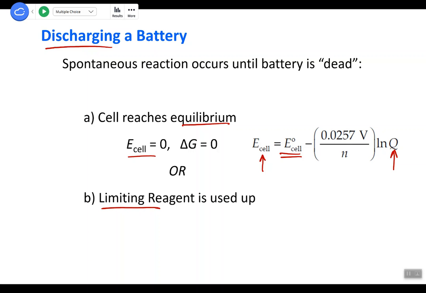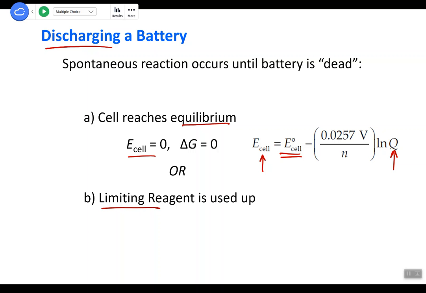It doesn't mean that you've actually run out of your limiting reagent or your reactants. It just means that the ratio of those two concentrations, if you have two concentrations in that battery, have reached equilibrium. Q has become K. The battery stops operating. There's no impetus for it to go forward anymore. It has reached equilibrium, and you will no longer have a flow of current. That's one way a battery can die, when the ratio of the concentrations just happens to result in a cell potential of 0. The other is the more intuitive answer.